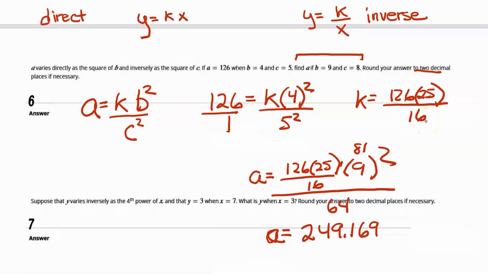Okay, what I did is I did this multiplication, 126 times 25 divided by 16. That gave me this value here that I then multiplied by 81. Then I divided that total by 64, and I got this. Now to round to 2 decimal places, I go to the third, which is a 9. So I'm going to drop the 9 and make this 6 a 7. So my final answer is 249.17.